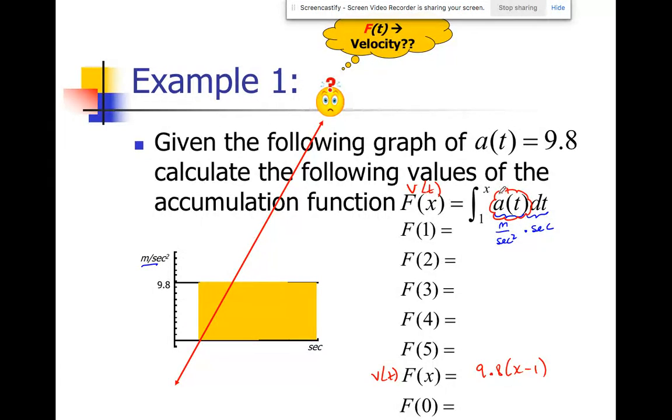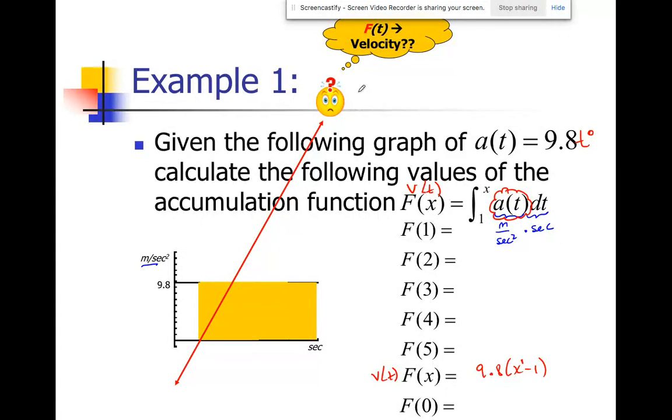Let me let that sink in for a minute. This is craziness. This was t to the 0, right? 9.8 t to the 0. When we plugged and chugged and came up with an algebra rule, what did we come up with? An x to the first, right?